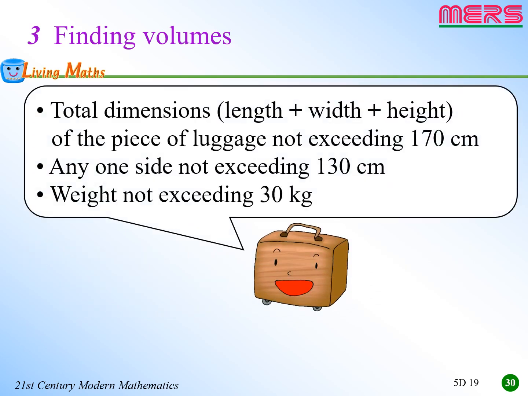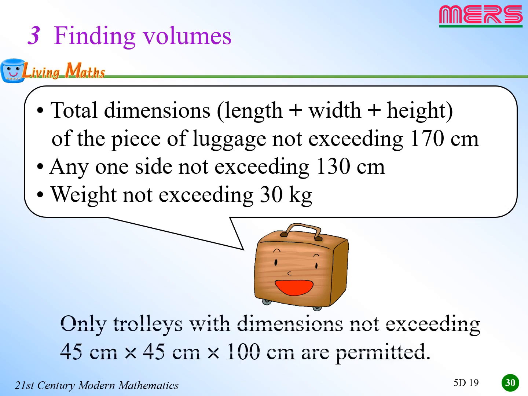The total dimension of the luggage should not exceed 170 cm. That is the length plus the width plus the height. And any one side should not exceed 130 cm. Total weight should not exceed 30 kg. Only trolleys with dimensions not exceeding 45 cm times 45 cm times 100 cm are permitted.